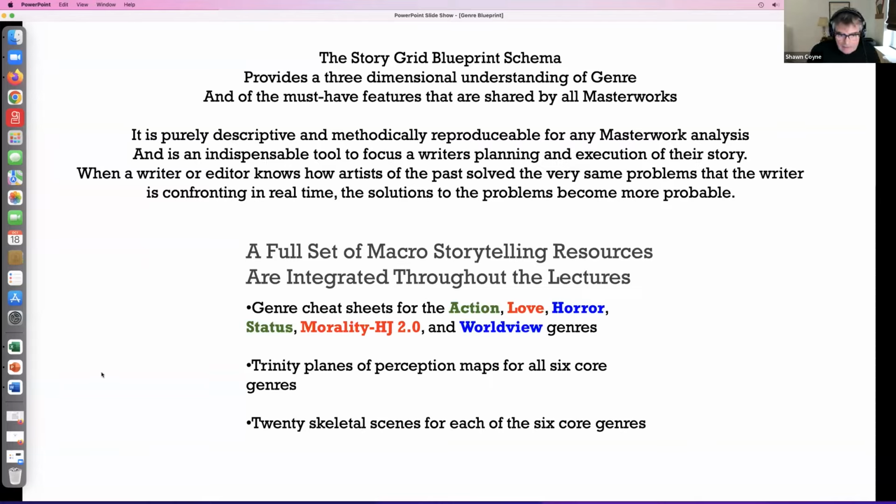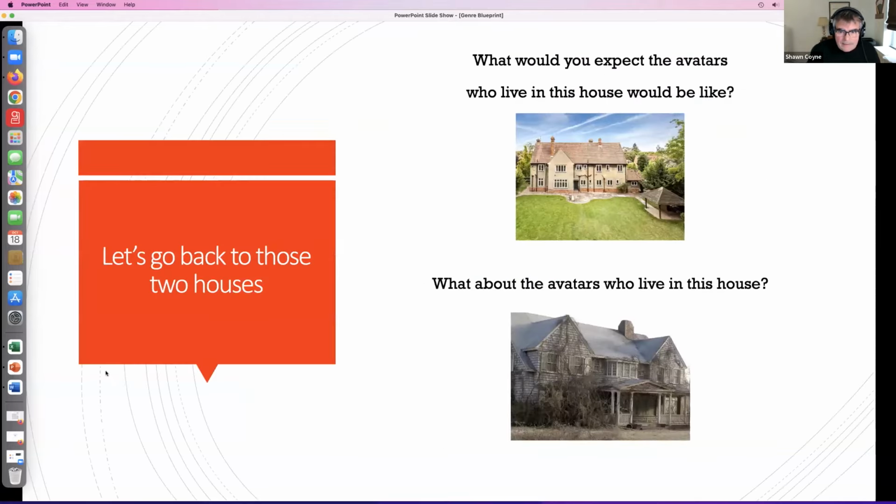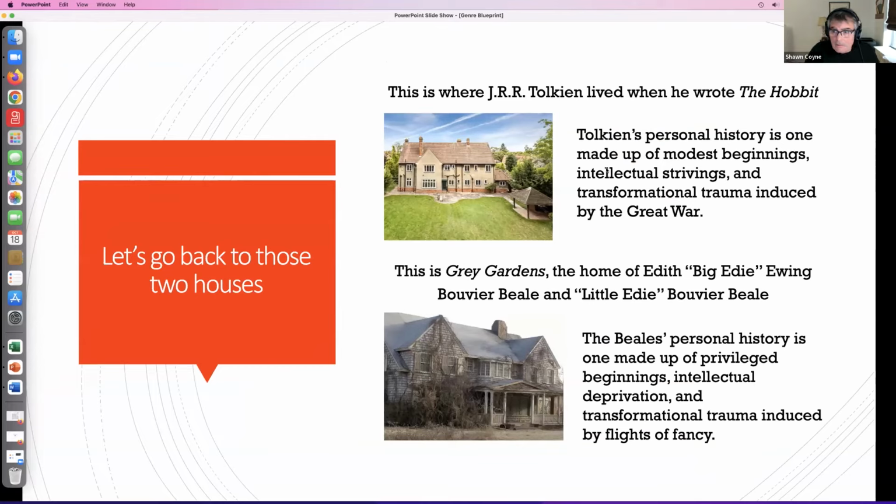Let's go back to the 2 houses, right? Let's go back to these 2 houses, and let's think about these 2 houses again. What would you expect the avatars who live in this house to be like in there? What about the avatars that live in this house? Let's think about that. All right, well, here's the truth.